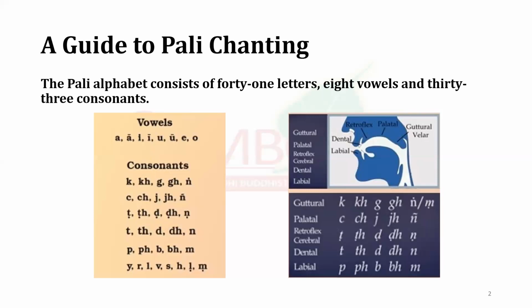In the English alphabet, there's no KH, there's no GH. Correct? English alphabet will be K, G, J, T, D, that's all. But in Pali, they have got the KH, which is called the aspirated K. Aspirated K, aspirated G, aspirated C, aspirated J, aspirated T. So these are the ones that make it extra. The aspirated alphabets are KH, GH, CH, JH, TH, DH, TH, DH.